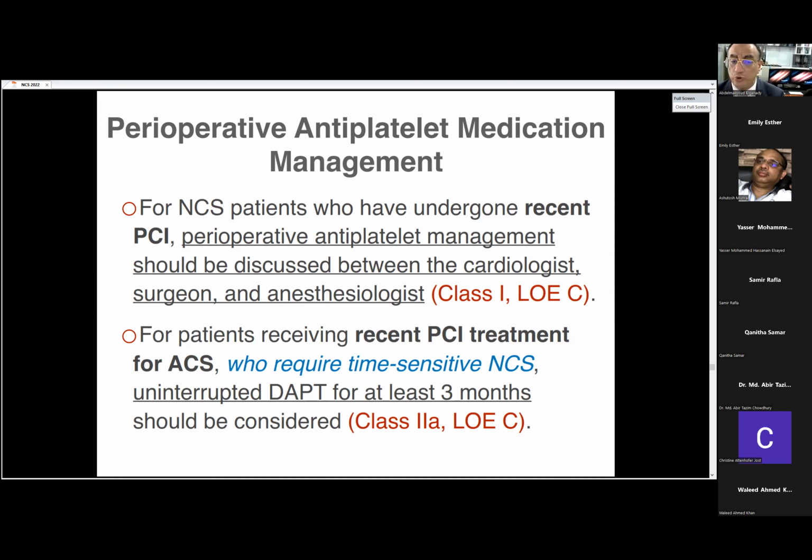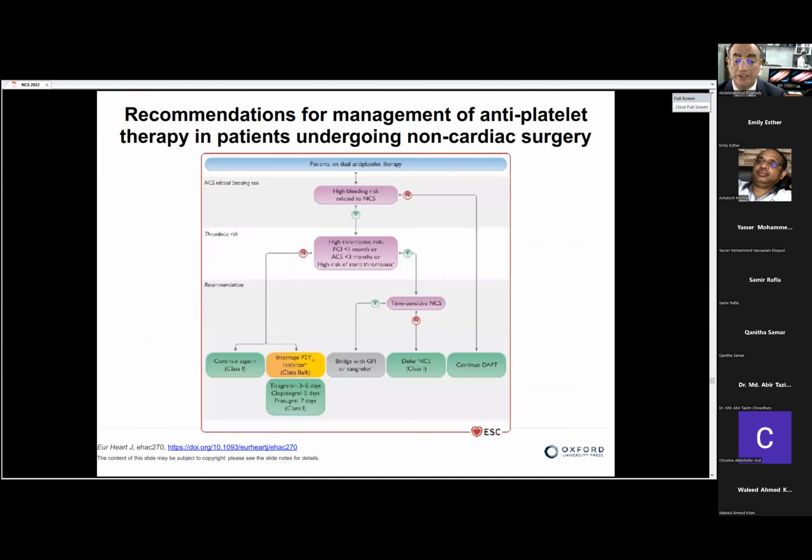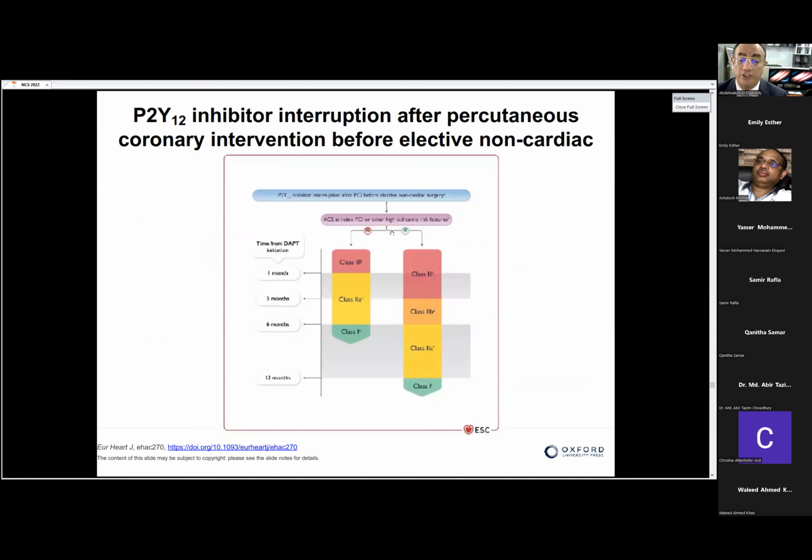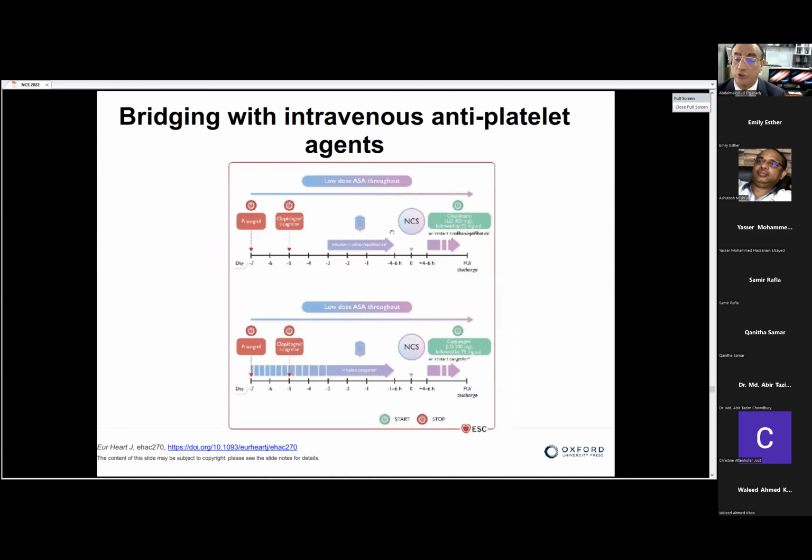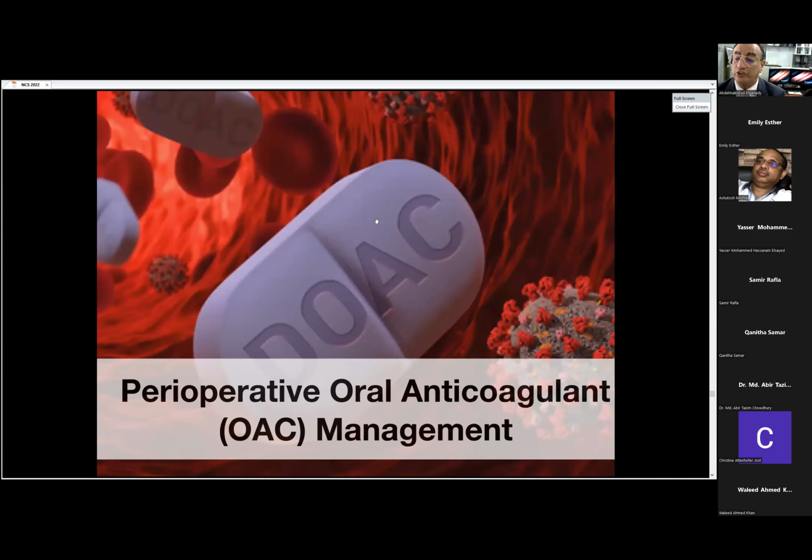It is not allowed to do bridging with Clexane, I mean unfractionated heparin or low molecular weight heparin, because heparin will increase platelet activity and platelet activation and thereby increase the thrombotic risk. The only available medicines for bridging are intravenous glycoprotein IIb/IIIa inhibitors or cangrelor. It is not recommended at all to use bridging with unfractionated heparin or low molecular weight heparin. Now, oral anticoagulants like Coumadin or NOAC.